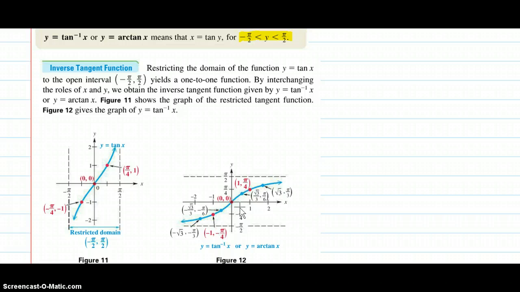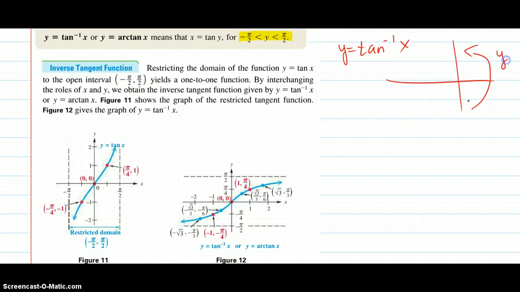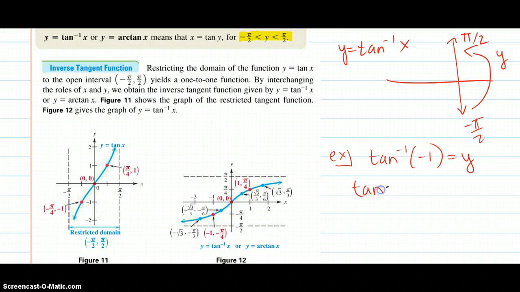So for tan inverse, the range is going to be the y. It's going to be from negative pi over 2 to pi over 2, like sine inverse. If you want to see an example of that, like for instance, tan negative 1 of negative 1. Well, what does that mean? Let's make that a y. That means that tan of y equals negative 1, which again, there's more than one answer.